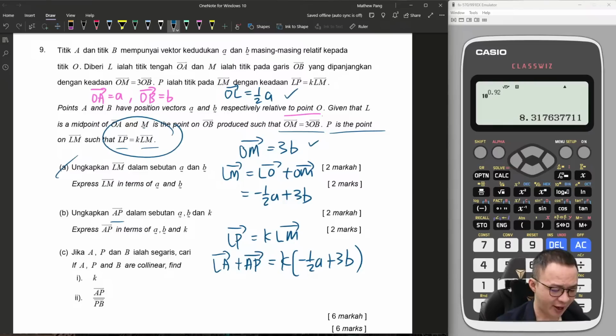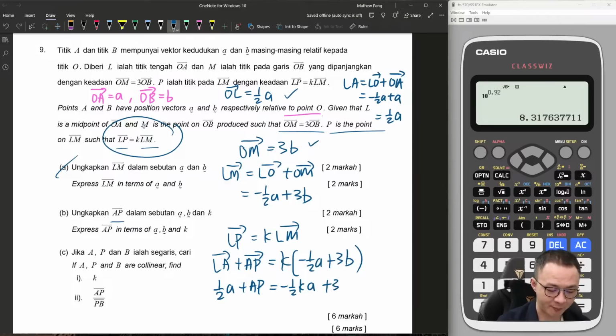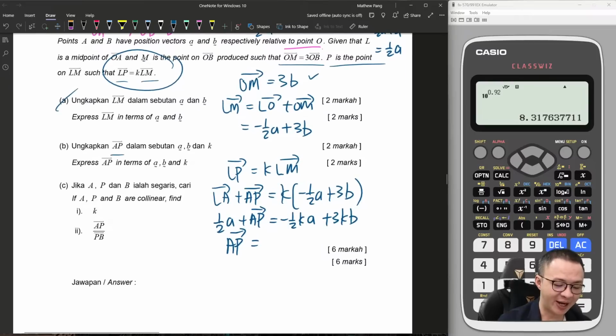Do I have LA? Yeah, we can find LA, right? LA is LO plus OA, which is negative half A plus A. Negative half A plus A, we can simplify. It's just half A. So LA is just half A plus AP equals to multiply the K into it. So right now I got my AP. I move my half A to the other side.